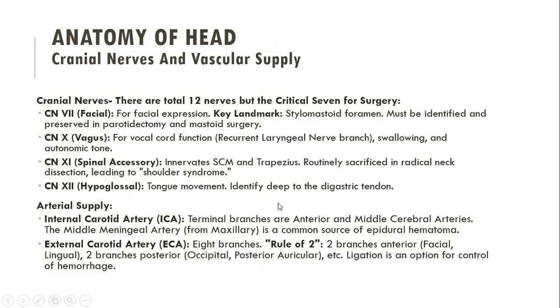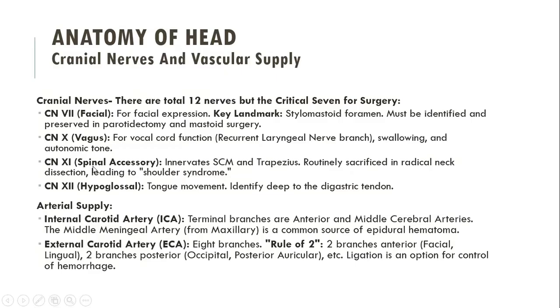Now we come to the cranial nerves and vascular supply of the head. There are a total of 12 cranial nerves, but there are 7 critical ones for surgery that we must learn and understand. One is cranial nerve 7, the facial nerve, which has the function of facial expression. The key landmark through which you can identify the facial nerve is the stylomastoid foramen, through which it passes, and it must be identified and preserved in parotidectomy and mastoid surgeries.